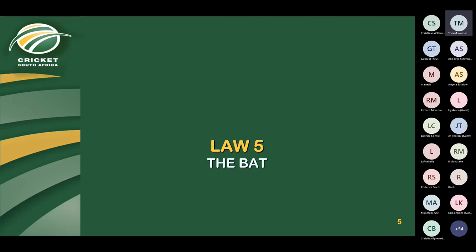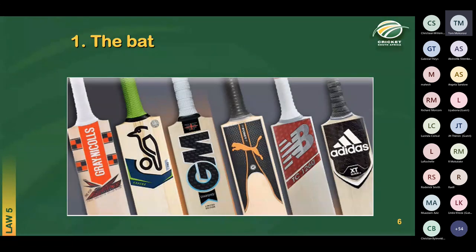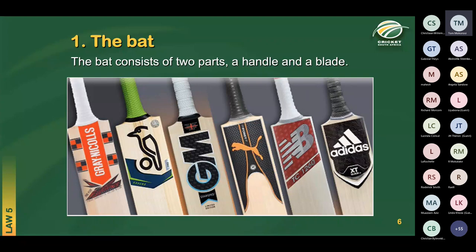So Law 5 is the bat, and just keep in mind that we are only going through the laws that are examined in the Level 2 exam, as well as only the parts of those laws which are examined. There's the picture of a number of bats, different brands. What's important to note is that the bat consists of two parts, a handle at the top and the blade, which is at the bottom.